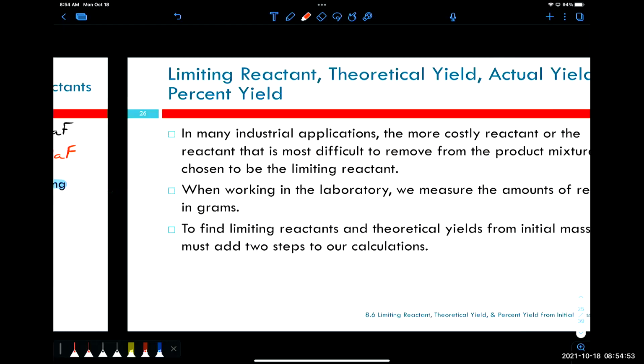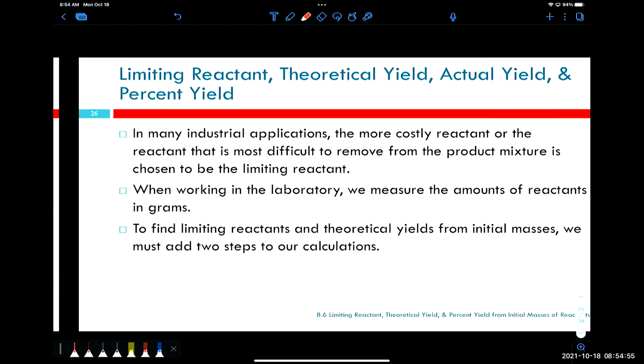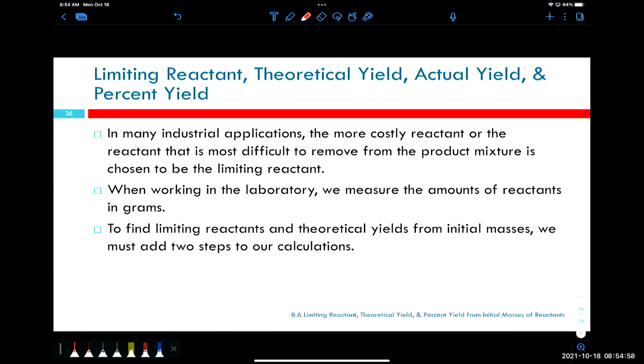Okay, so this is super applicable for industrial applications, where either the more costly reactant or the reactant that is most difficult to remove from the product mixture is chosen to be the limiting reactant. If it's difficult to remove, you want to use it all up so you don't have to remove any. Or if it's really expensive, then you don't want to have to use as much of it.